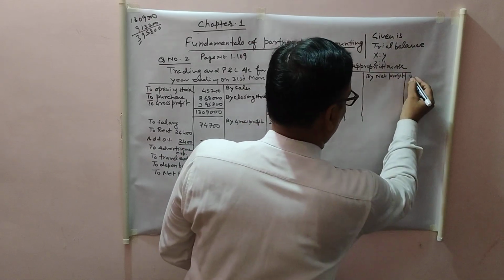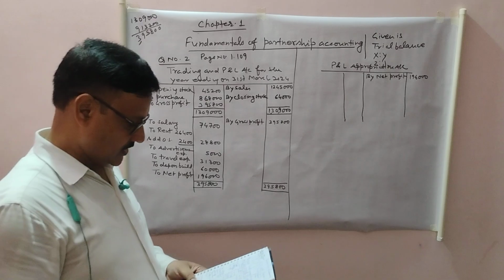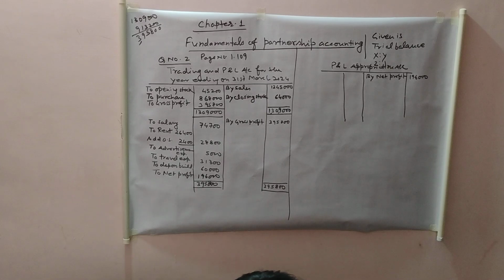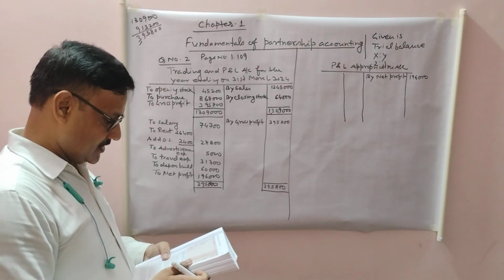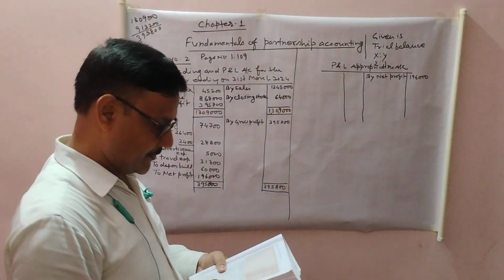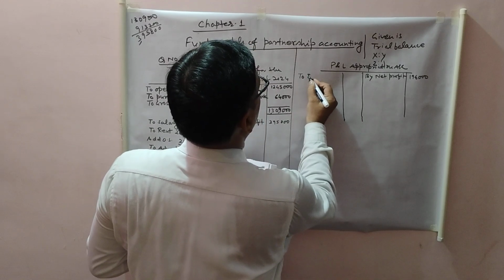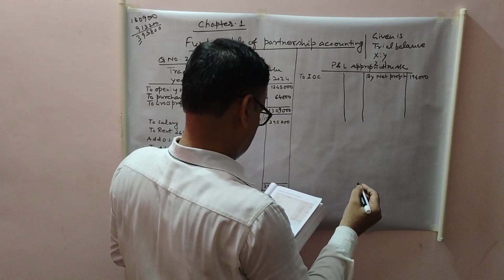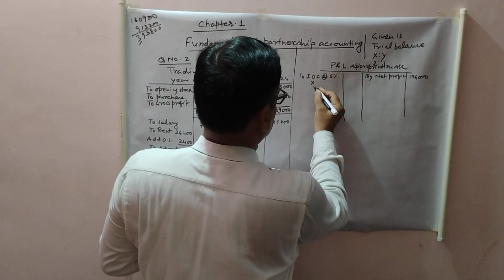What is net profit? 1,96,000. Right? Now there is provision of interest on capital. It is given that partners are entitled to interest on capital at the rate of 5%. So to interest on capital at the rate of 5%, X and Y.